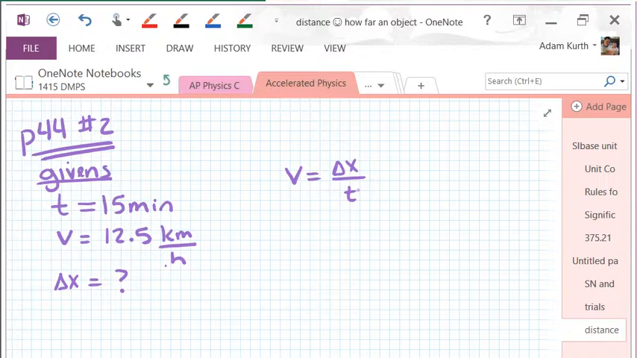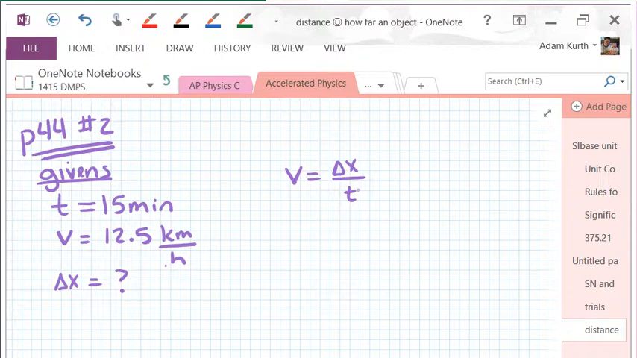Now, once I've written my givens down and once I've written my equation, I need to solve this equation for the thing I'm looking for. What am I looking for? Delta X. Now, you've all had Algebra 1 at least, correct? You're all in Geometry, Algebra 2, something like this? Or maybe above, maybe you're in Calculus BC, I don't know. But you've at least had Algebra 1.